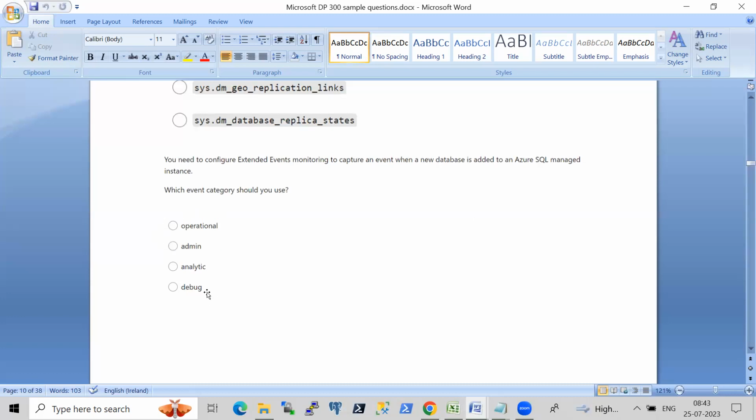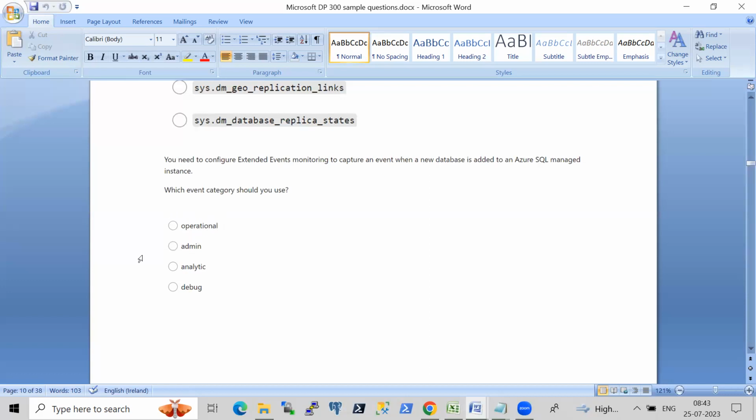Debug will not appear by default. If you have worked on it, you will know it will not appear; you have to do some tricks to make it appear. The rest of the options are operational, admin, and analytic. So the answer is operational. This is just an operation, we are just doing a normal thing, so this falls into the operational category.